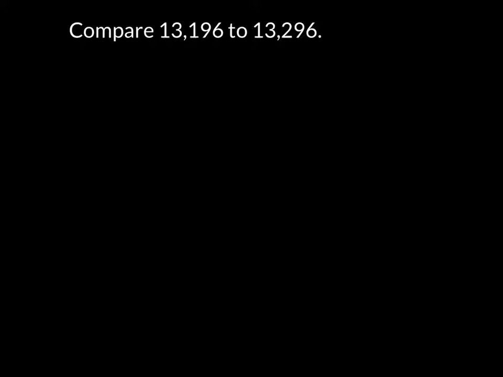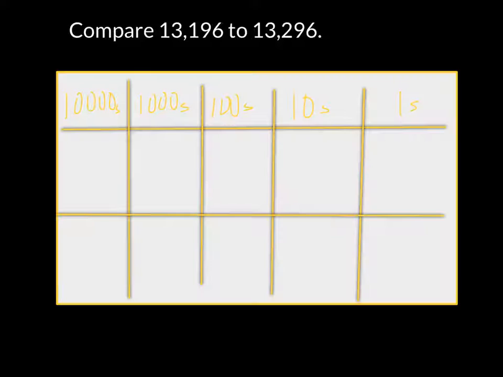We are first of all going to compare 13,196 to 13,296. Now this should be a fairly easy one and a review of 4th grade. So the first thing I'd like you to do is just write the digits for both numbers into a place value chart. I have already created a place value chart that's got 10 thousandths through the ones because that's what I'm going to need for these two numbers.